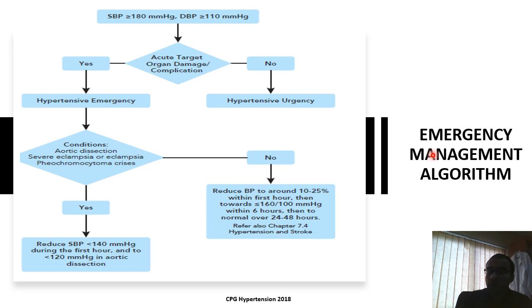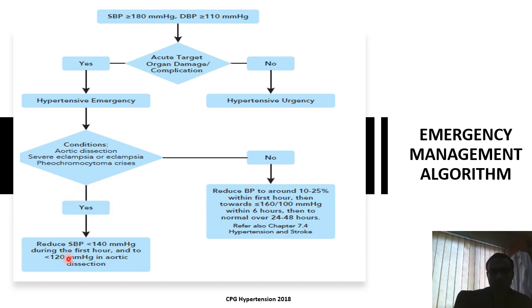So here is the emergency management algorithm for the patient presenting with this finding, this hypertensive crisis or severe hypertension. At this point we are not sure, so we go for the unique clinical characteristic, the acute target organ damage, and you see: if yes, it is an emergency; if no, it is an urgency. If emergency, we check for another underlying condition that makes the situation more complicated, like aortic dissection, severe eclampsia or pheochromocytoma, for example, these secondary causes.